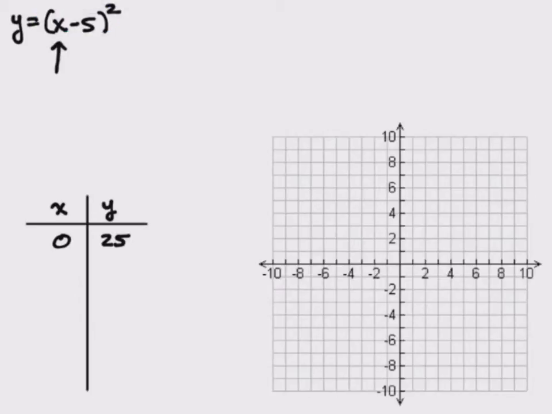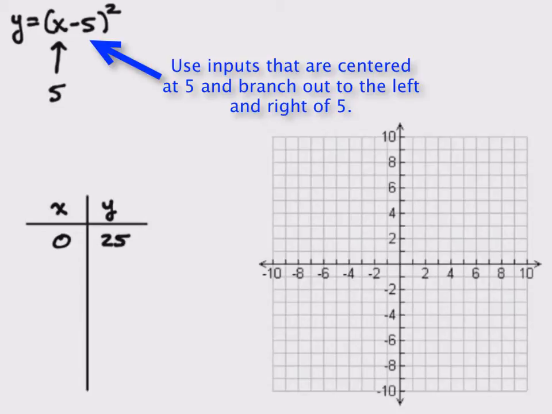Well, I think if x were 5, 5 minus 5 is 0, and that squared is, of course, 0. So instead of centering our inputs at 0, let's center our inputs at x equals 5 and branch out to the right and left of 5 and piece together our graph. Again, I'm going to let you create the ordered pairs now, graph them, connect them, find the x and y intercepts, and then we'll reconvene.